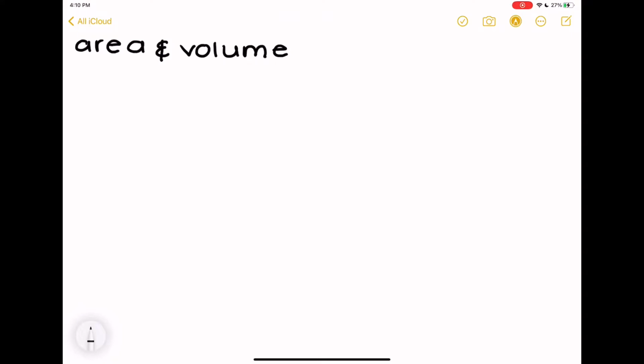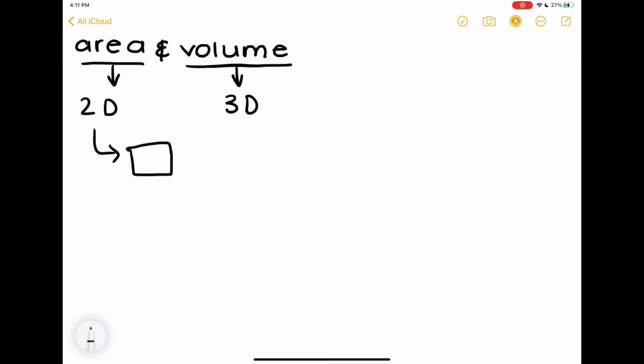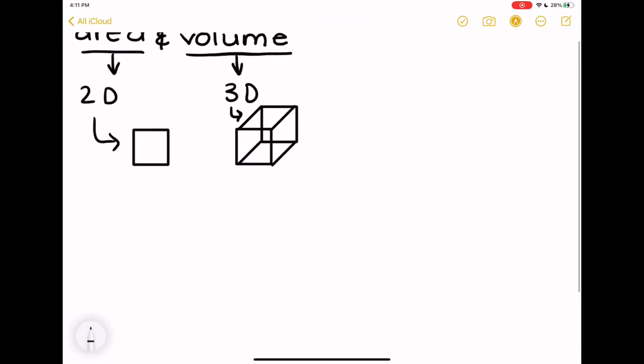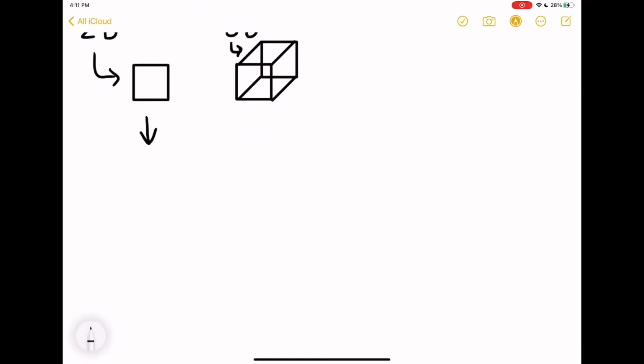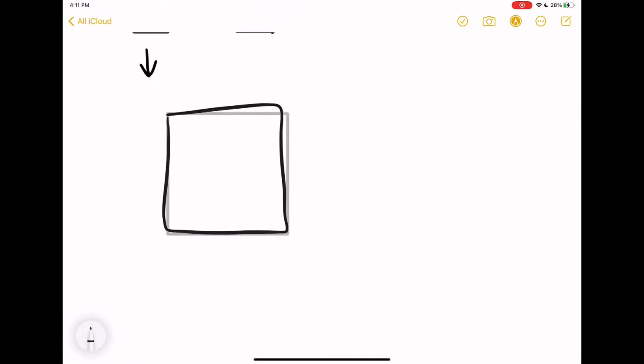First thing we need to establish is what is area and what is volume and what's the difference between them. So area is two-dimensional, while volume is talking about a three-dimensional space. So that square right there is an example of a 2D shape, but here where I'm drawing a cube, that is an example of a 3D shape. As you can see, there's a difference in how many planes there are. There's one plane and then there's two planes.